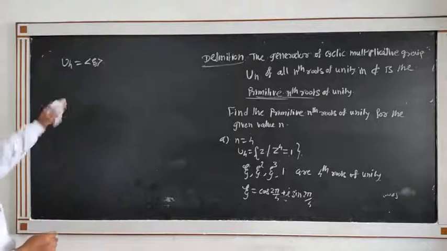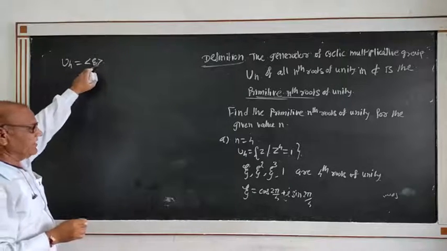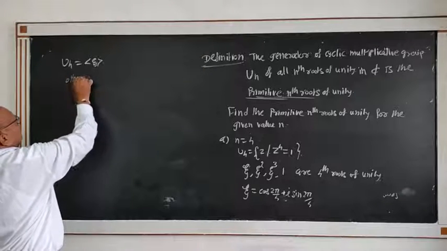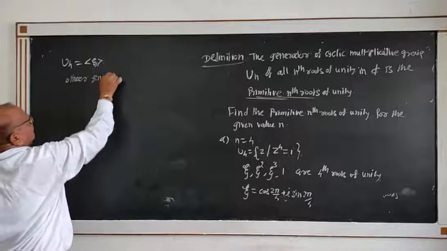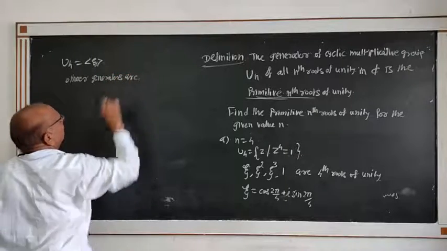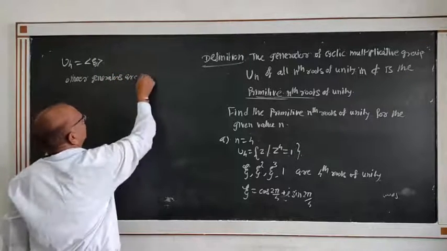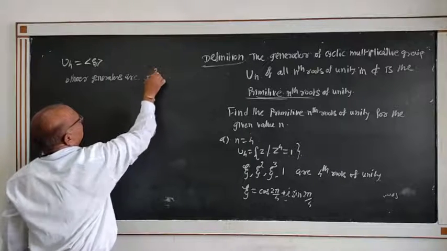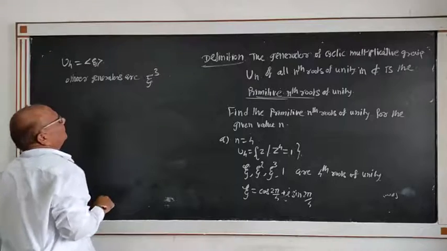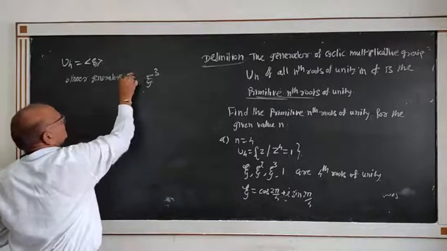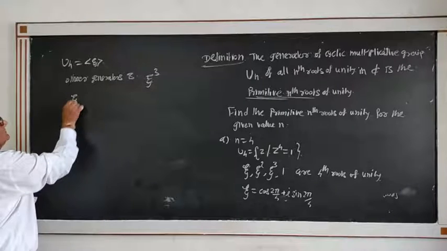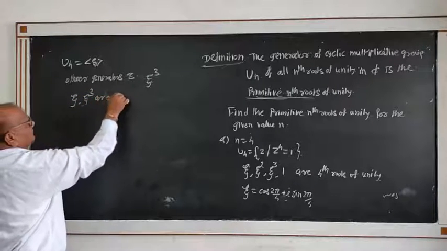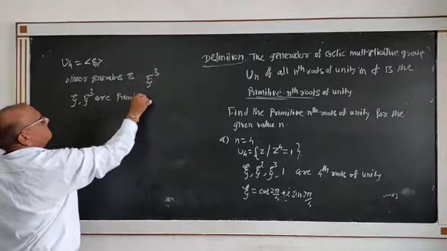U4 is generated by xi, so it contains 4 elements. Then the other generator is xi cube. That means xi and xi cube are primitive roots.